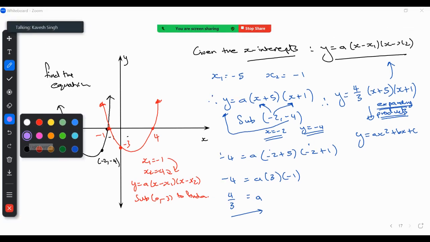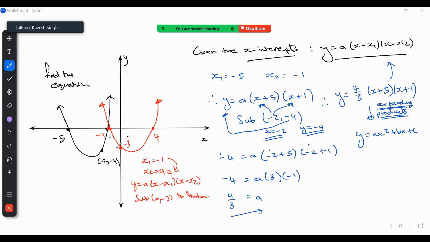Alrighty, so last question here. What you're going to end up with, let's say I work it out over here: y equals a, x plus 1, x minus 4. And I'm going to substitute 0 and -3 in. So this is going to be 0, 0, and then -3. So -3 equals a times 1 times minus 4. Divide by minus 4 on both sides comes to 3 over 4. And so a equals 3 over 4.